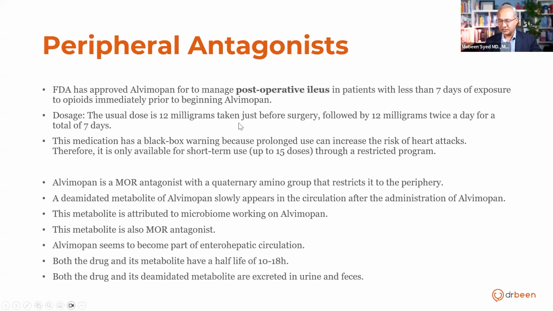So what we are saying here is that a patient can only receive alvimopan if the patient had post-operative ileus and the exposure to opioid was less than 7 days. So imagine if I got surgery today and they put me on opioid today, and then you start alvimopan tomorrow, that is fine. So you can start that within 7 days, not after that. Dosage: the usual dose is 12 milligram taken just before surgery. So imagine, again in my example, I have a surgery today. Then just before the surgery, 12 milligram of alvimopan is given, followed by 12 milligram twice a day for a total of 7 days.